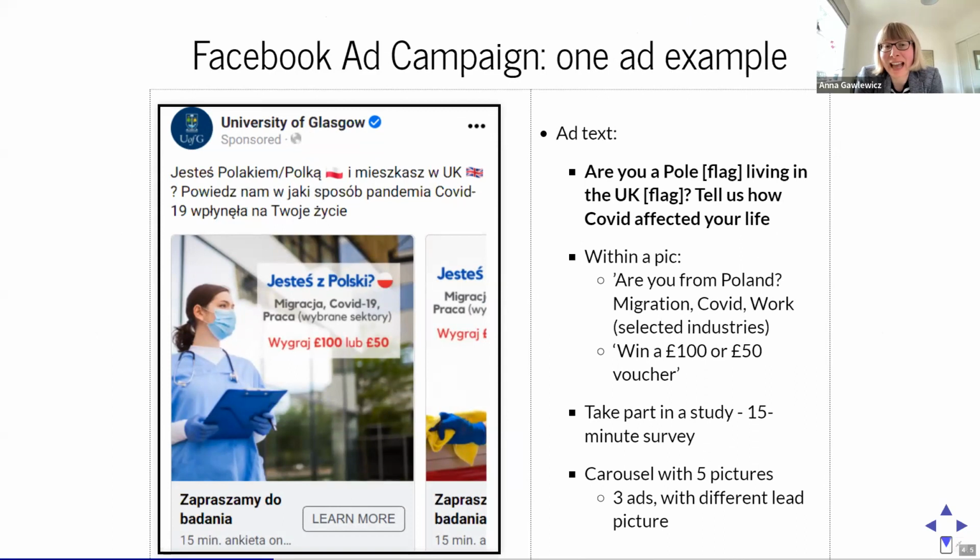This is how the ad would look to a random Facebook user. The first thing that strikes you is that it comes from the University of Glasgow account. Aneta mentioned that we were working with an intermediary, a marketing company that manages this account. The ads were only in Polish because we were targeting Polish speakers, Polish migrants in the UK, but you have the translation on the right-hand side. We've put a lot of thinking into the design of this ad in terms of language use, in terms of images.